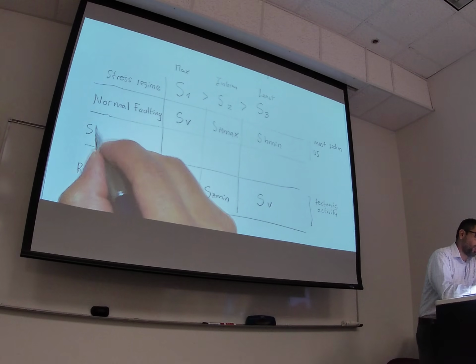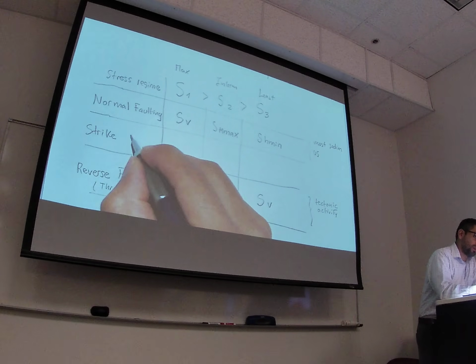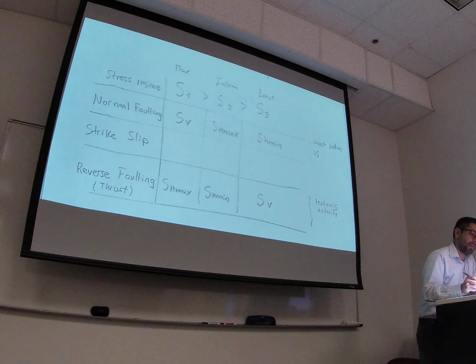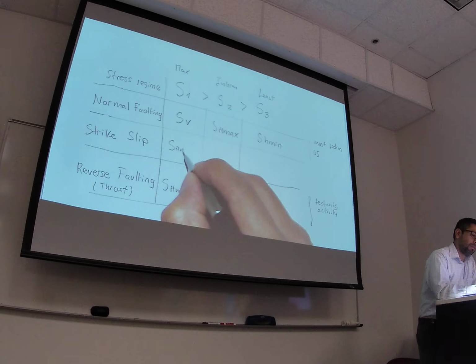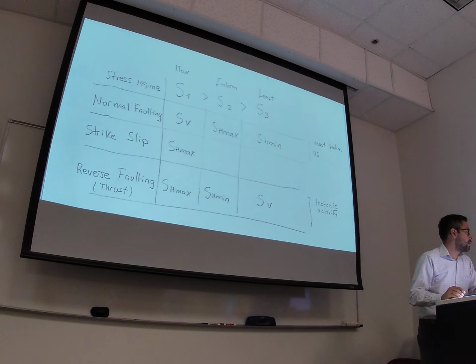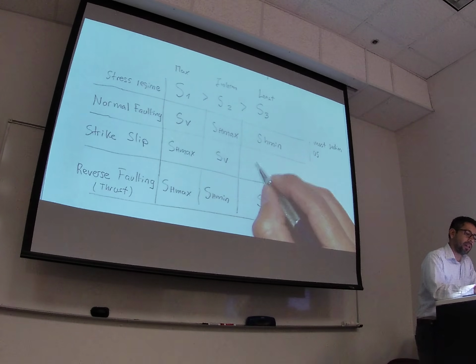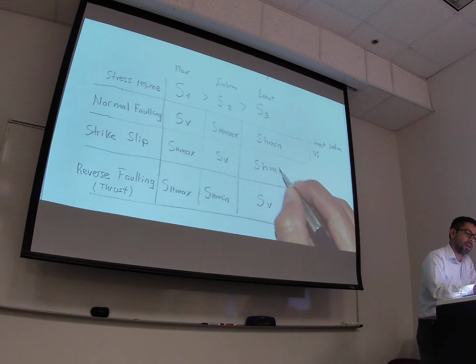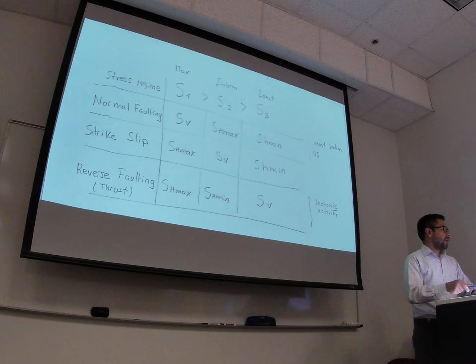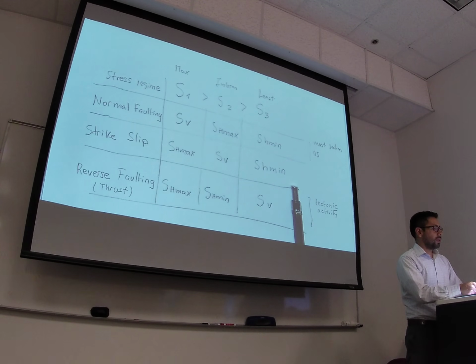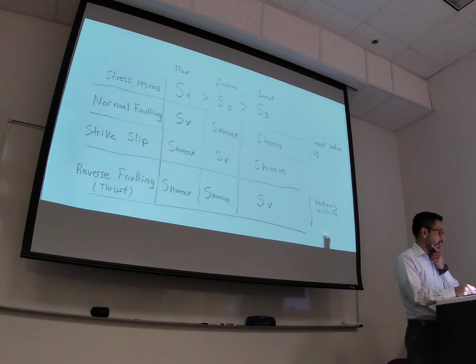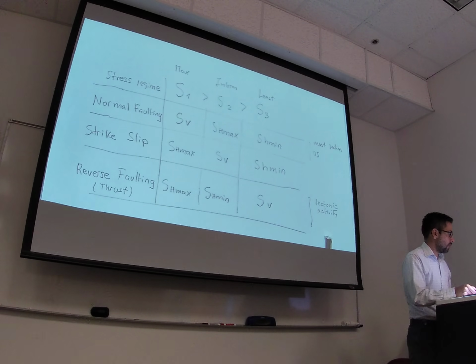And the last one is called strike slip. And the maximum, again, is a horizontal stress, intermediate is vertical, and the minimum is horizontal. In these two places, you have vertical hydraulic fractures. In this one, you have horizontal hydraulic fractures.